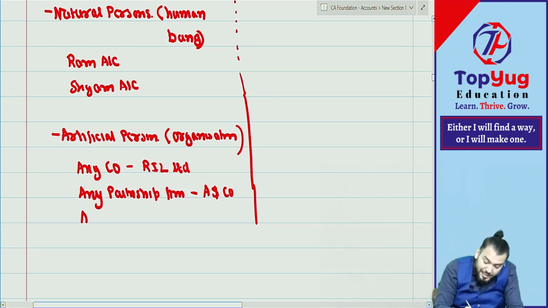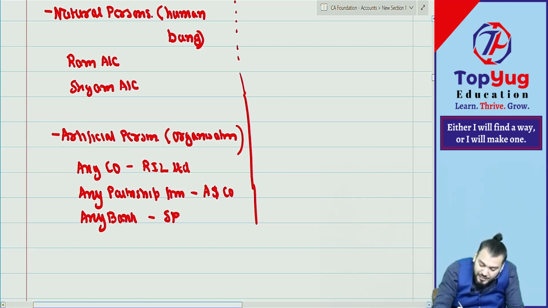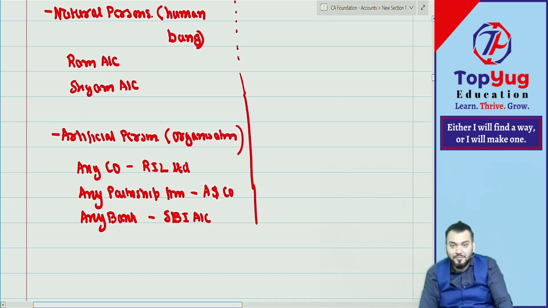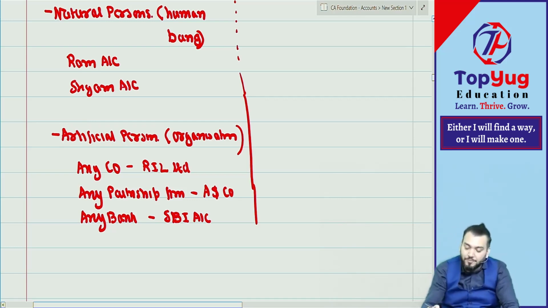If I say any bank, so if I say State Bank of India, SBI account, so this is also a personal account. SBI account, PNB account, Canara Bank account, whatever account. Correct. So this is also an artificial person. It will be a personal account.